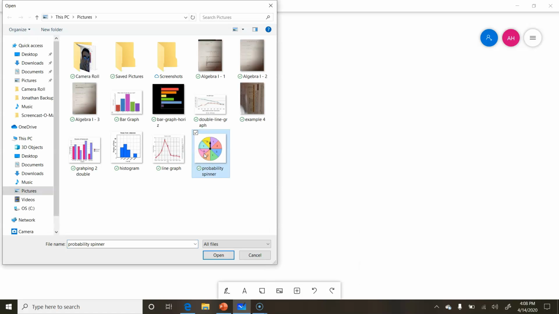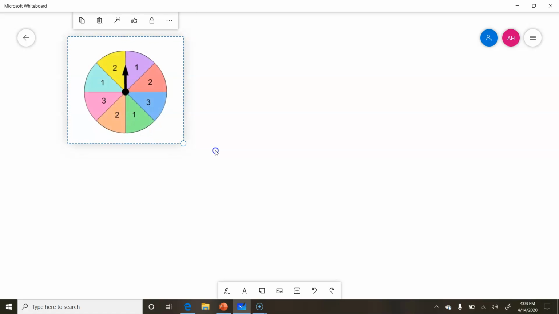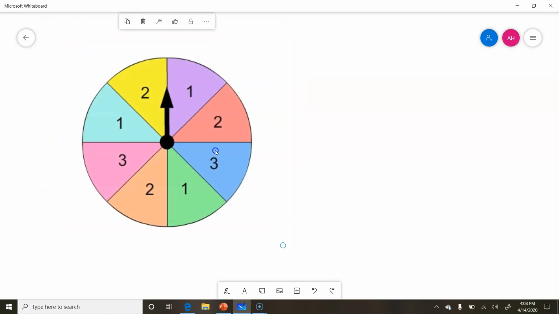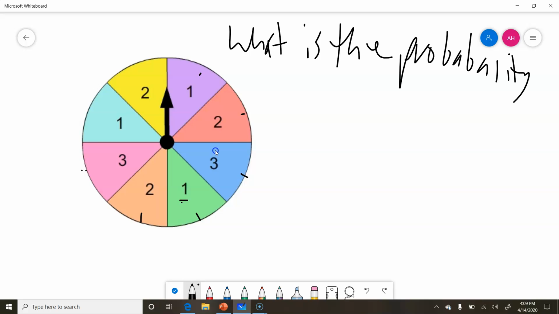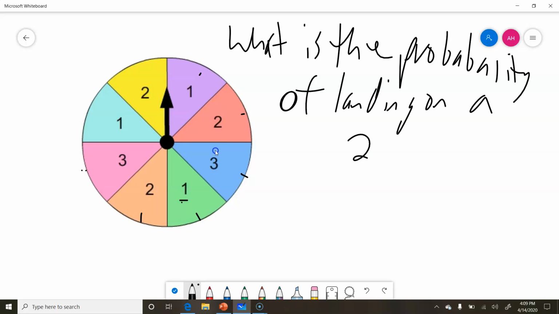Here is where it gets a little more fun. We have a little spinner, and little spinners are fun because they tell us stuff about probability, okay? Now, you notice here that they are different colors, right? Lots of different colors, but they have different numbers. Okay, so you got to look at the numbers. That's the key part. So, if I said, what is the probability of landing on a 2?